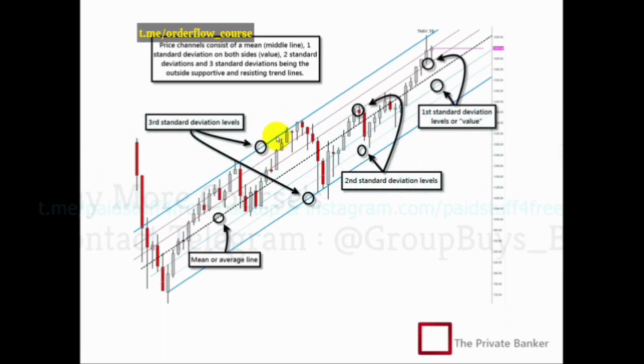And where do we rotate to? We rotate right back to those extremes again. We just kind of, the second standard deviation becomes support for a period of time, and then we finally have a pullback to the top of value, pause.